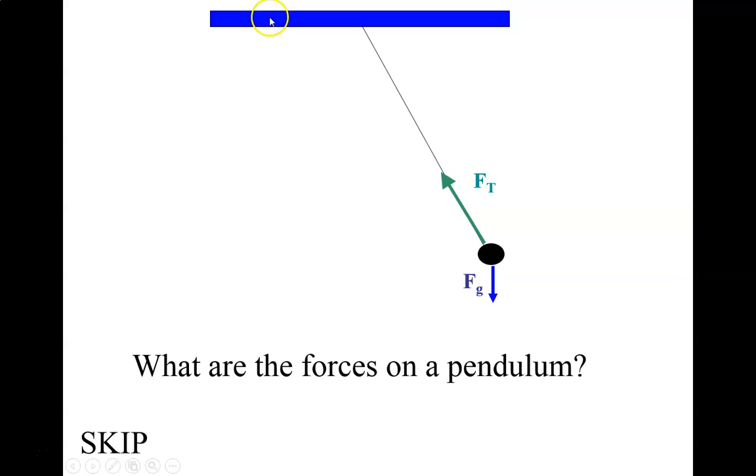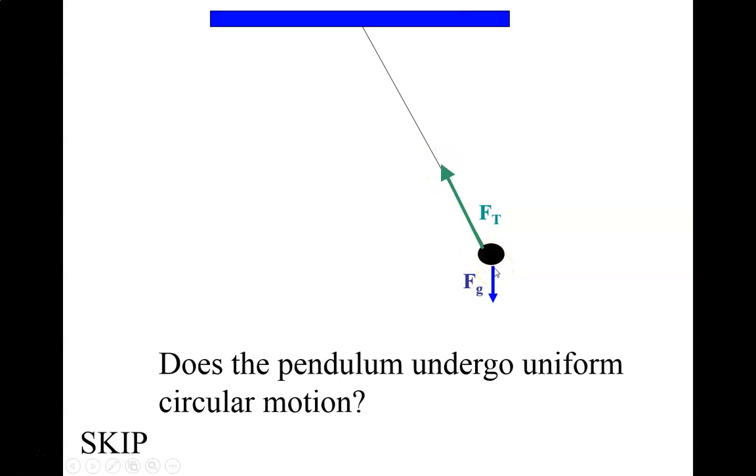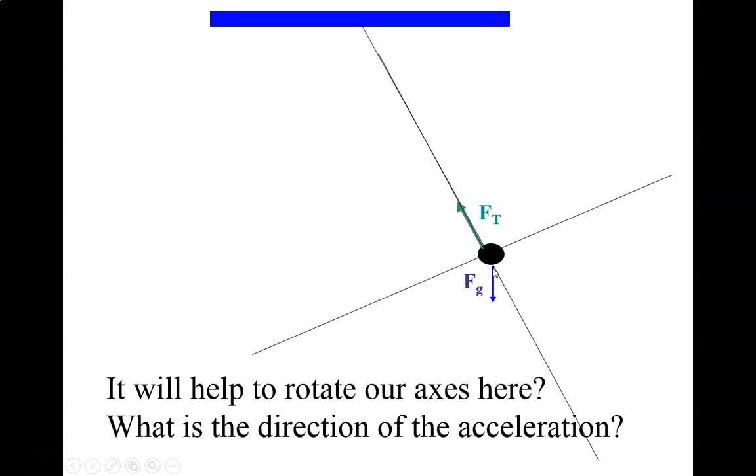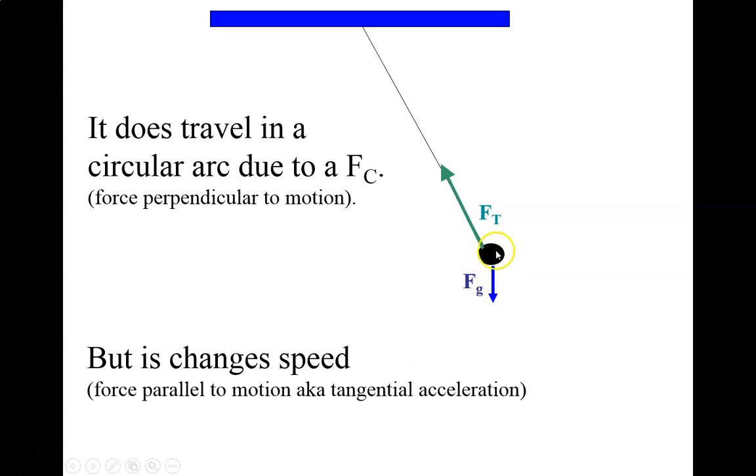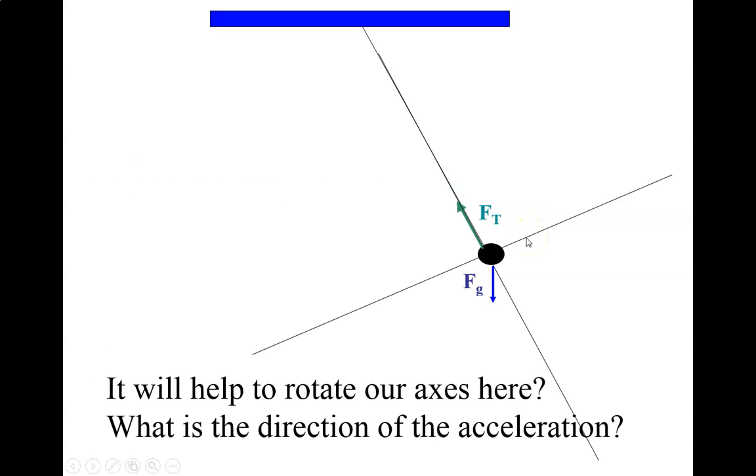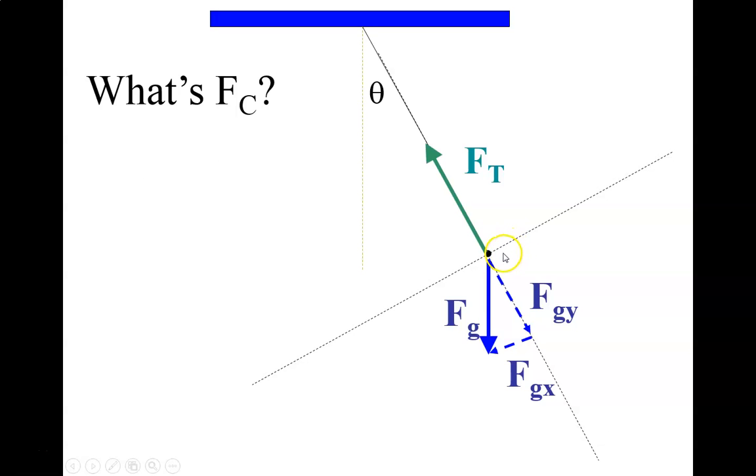Well, if we look at the forces acting on the pendulum bob, we've got the force of tension in the direction of the rope, and we've got the force of gravity directly down. It does not undergo uniform circular motion because the velocity of it changes as it's swinging. This is tangential acceleration. So we're going to look at this as force of gravity, and break the gravity into the component that's in the direction of going back to the equilibrium position.